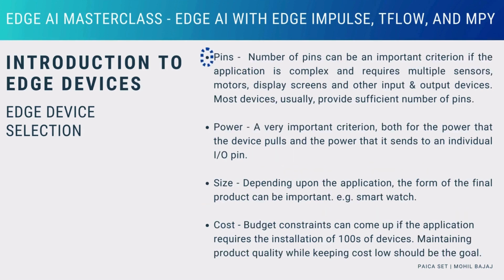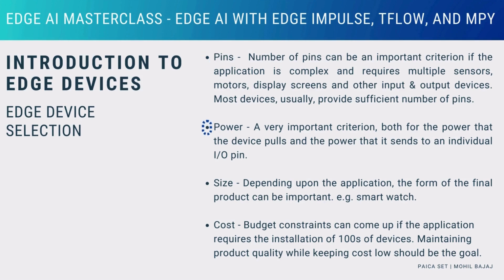Another consideration when deciding on an edge device is the number and type of pins. We discussed them in detail in a previous video. The number and type of pins decides how many additional sensors or other external devices you can connect. If your project is complex and needs multiple external components, make sure that your edge device has sufficient pins.